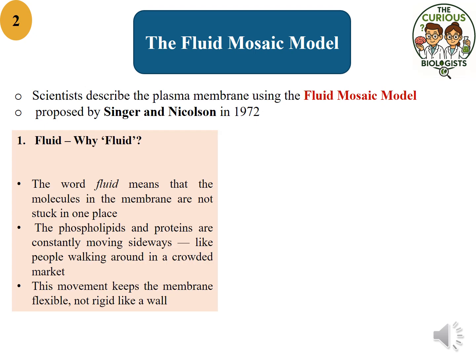Why is it termed as fluid? The word fluid here means that the molecules in the membrane are not stuck in one place. They are in constant movement, moving sideways, just like people walking around in a crowded market. They are dynamic. This dynamic nature of the components of the plasma membrane keeps the plasma membrane flexible, and hence it is not rigid like a wall. Okay, fluid means that the molecules are not stuck at one place, they are in constant movement, giving flexibility to the plasma membrane.